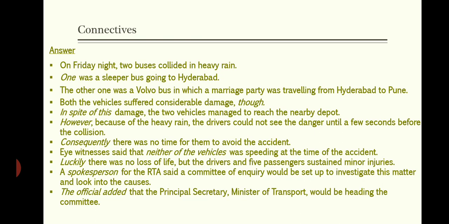In spite of this damage, two vehicles managed to reach a nearby depot. However, because of the heavy rain, the drivers could not see the danger until a few seconds before the collision. However is the connective used there. Consequently, there was no time for them to avoid the accident. Eyewitnesses said that neither of the vehicles was speeding at the time of the accident. Luckily, there was no loss of life. Luckily is a connective there, but the drivers and 5 passengers sustained minor injuries.